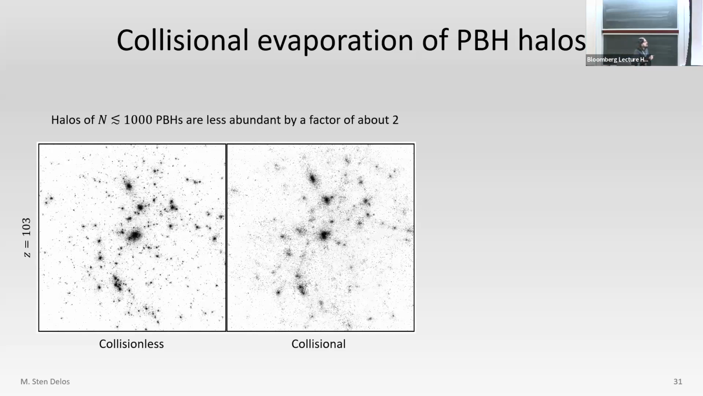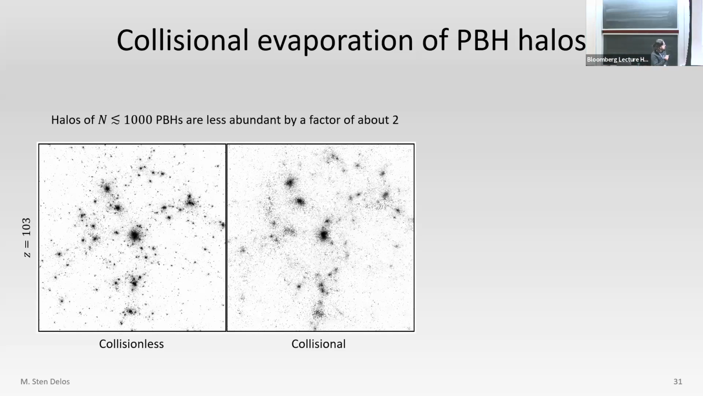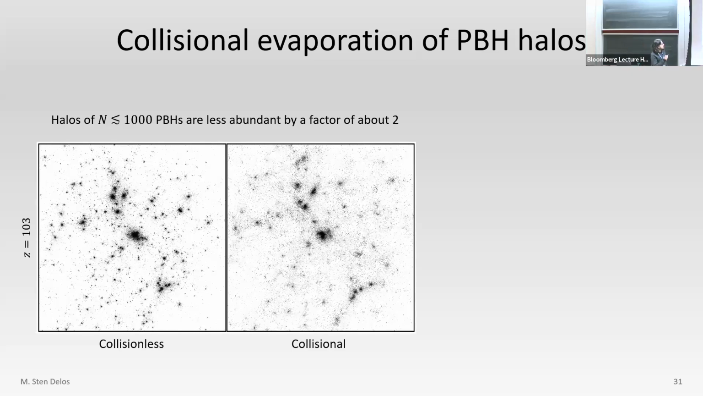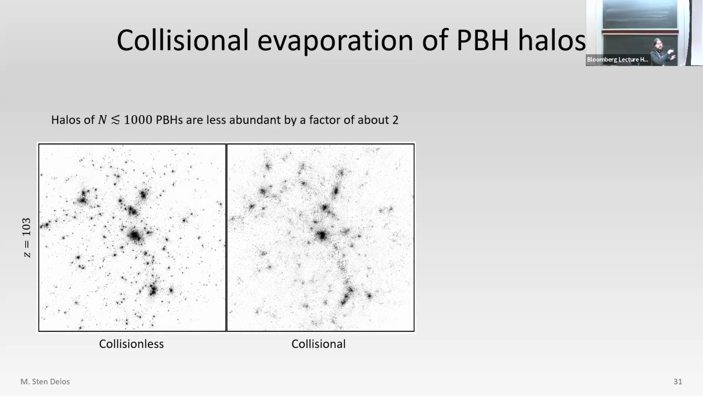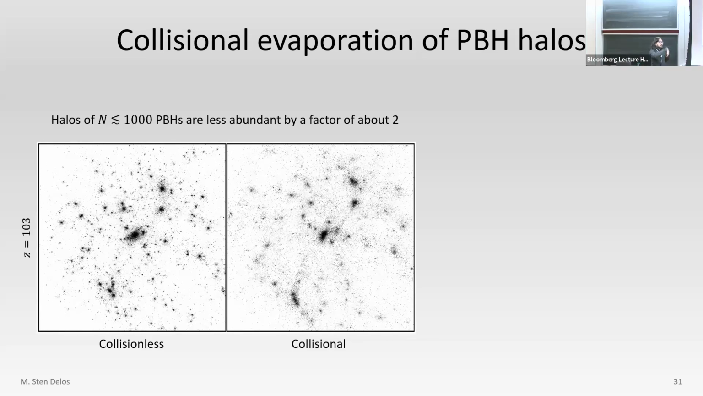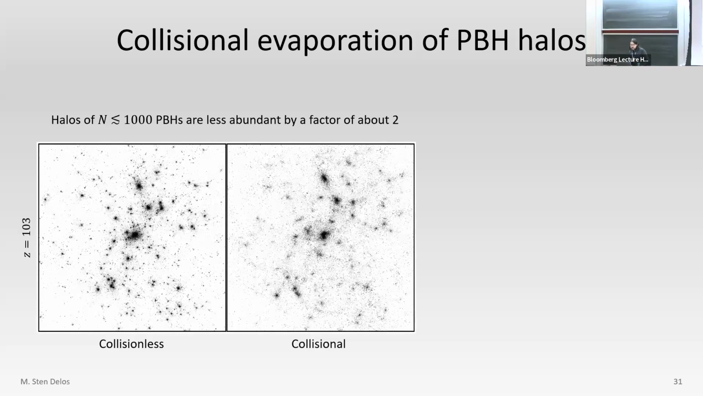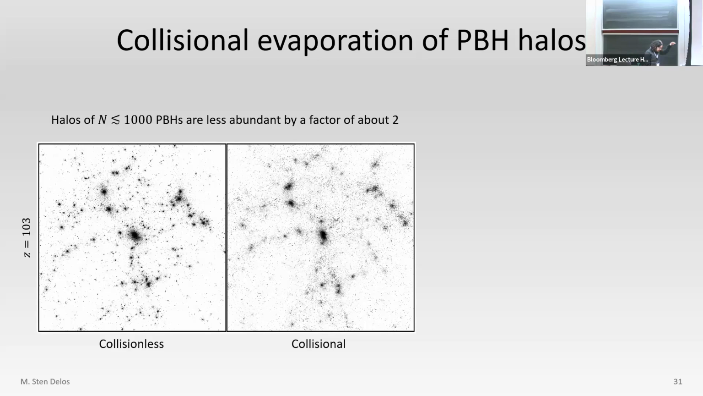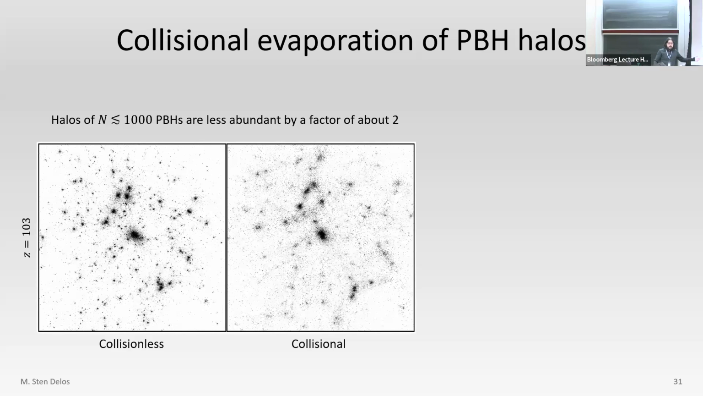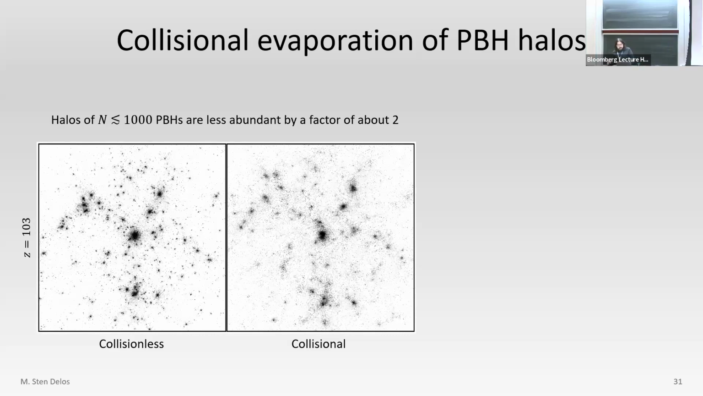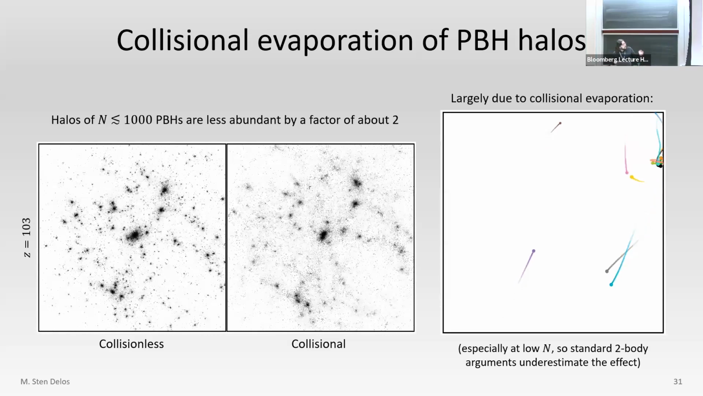So here's a comparison. If you don't account for all the short range stuff, this is just a standard cosmological simulation with short range force softening. And then here we have all of the collisional effects, short range gravity. And what happens is that the number of clusters of fewer than around 1,000 black holes is reduced by a factor of about 2.